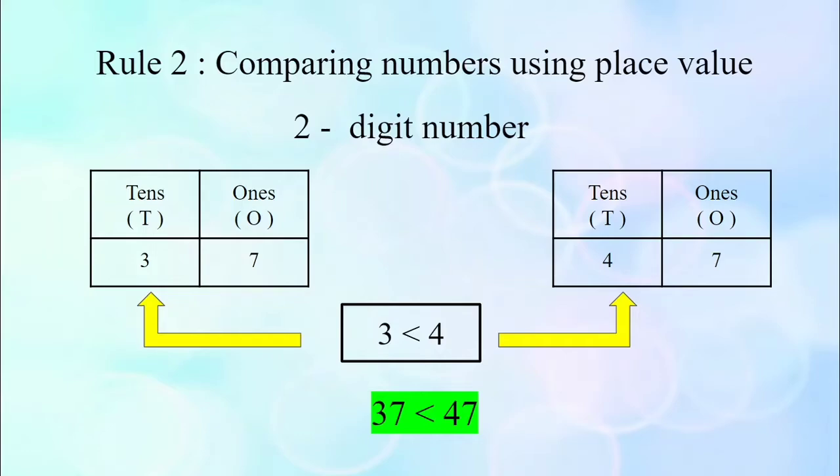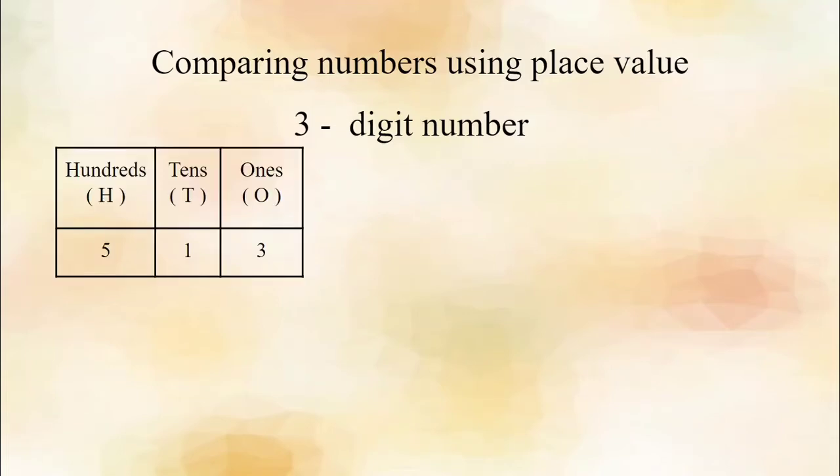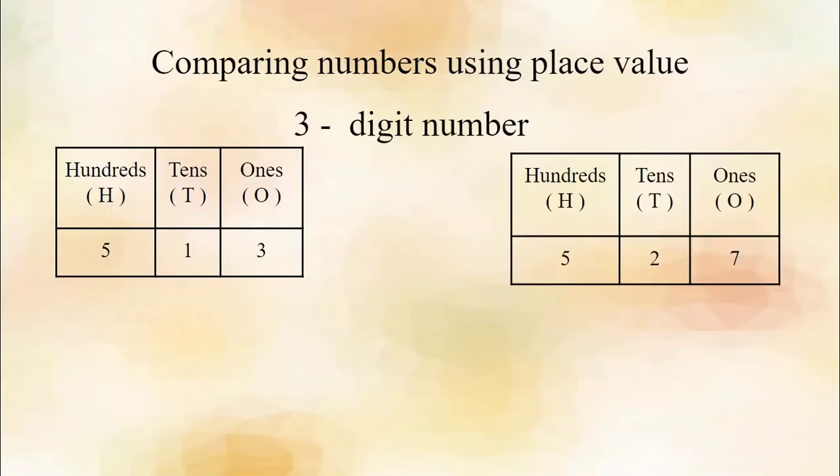Okay, I hope you understood. Now we will compare numbers using place value for 3-digit numbers. Let us consider the numbers 513 and 527. Now we will compare digits of the numbers from the left side. So first we will compare the digits in the hundreds place, that is 5 from 513 and 5 from 527. Now we can see that the digits in the hundreds place of both the numbers are same.